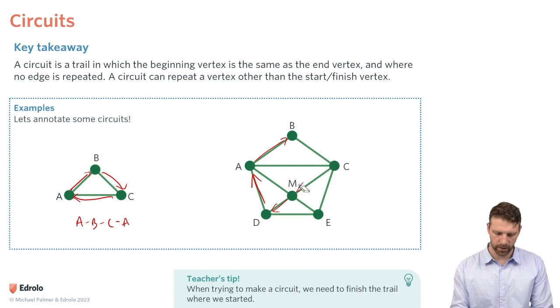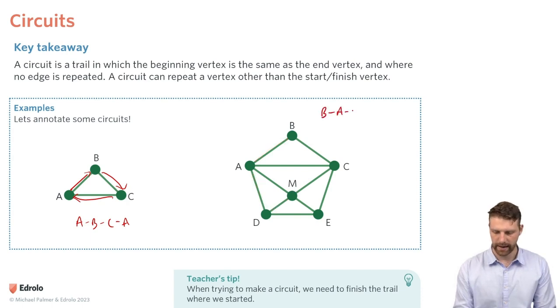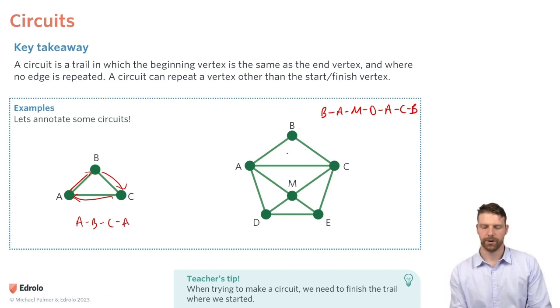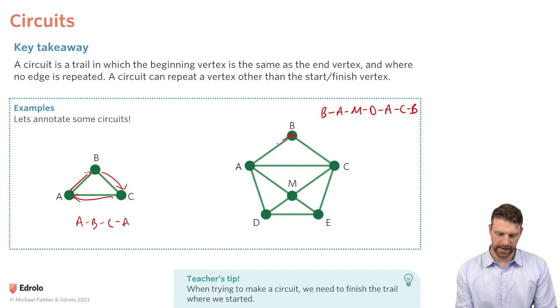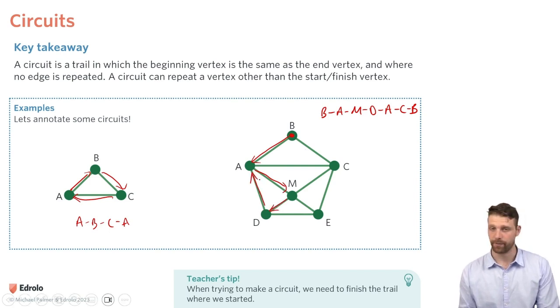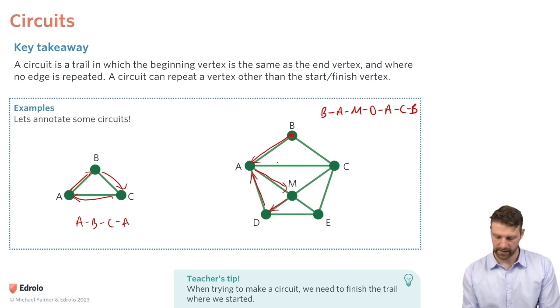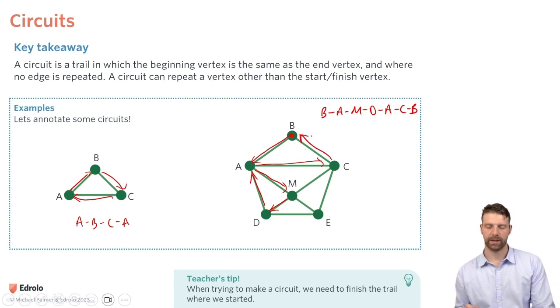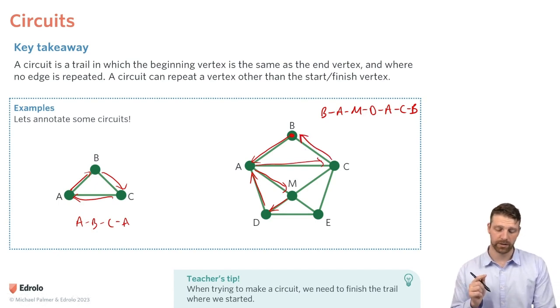We're also going to look at another one here. I'm going to write it out. B, A, M, D, A, C, B. Let's look at this one. So B to A to M to D to A. So notice we're visiting that same vertex A, and then we go C, B. So as we start and finish the same place, we did make a repetition, but it was just a vertex. So that can still be a circuit.